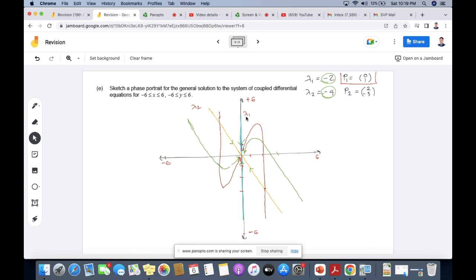So basically, it somehow looks like this. Okay. So take note that this will just be an estimate. So this will just be a rough sketch. So this is actually how the face portrait looks like.